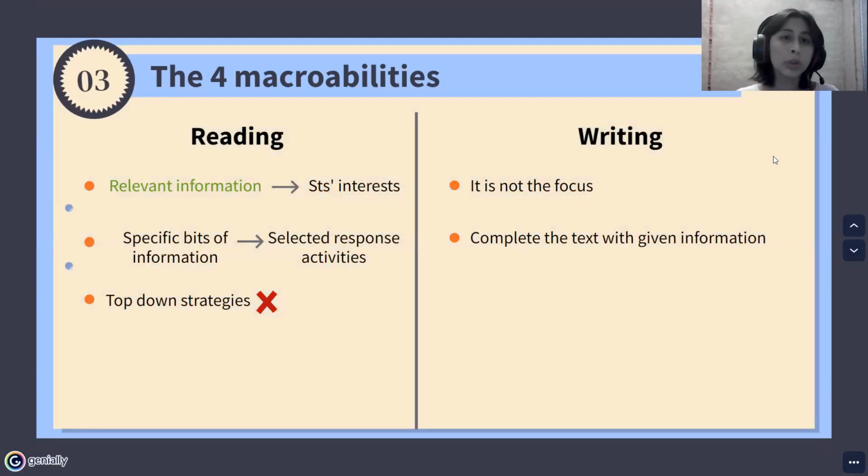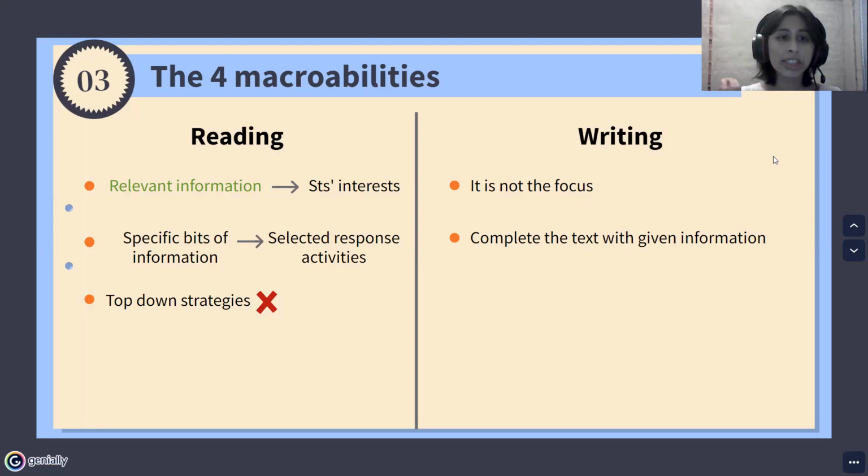Now I'm going to talk about the 4 macro abilities, how the book works with these ones. First, we have reading, and the book works with articles, leaflets, sites that contain relevant information about diseases, treatments, and medical information in general. It is great because it matches students' interests and their needs. These are topics that are familiar to them.